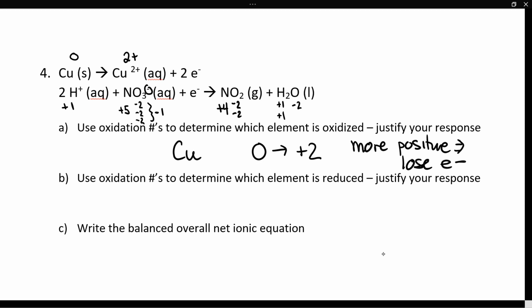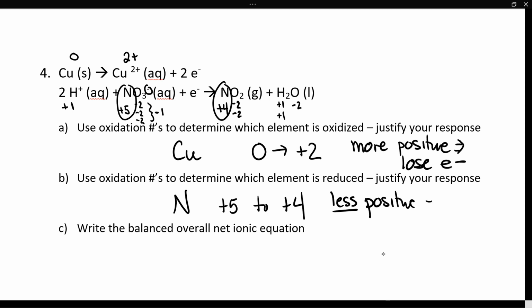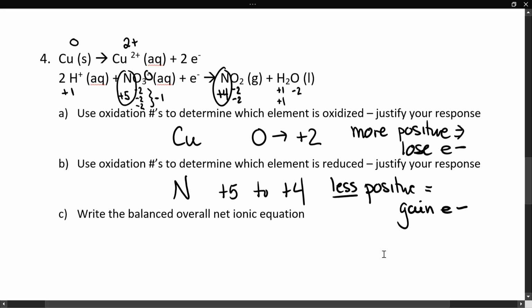So if we look at whose oxidation number is changing, it's nitrogen. And nitrogen's going from +5 to +4. So since it's becoming less positive, that means it must have gained something negative. So it gained an electron. So that's why it's being reduced. And in order for my overall equation to work out, my electrons gained need to equal my electrons lost.